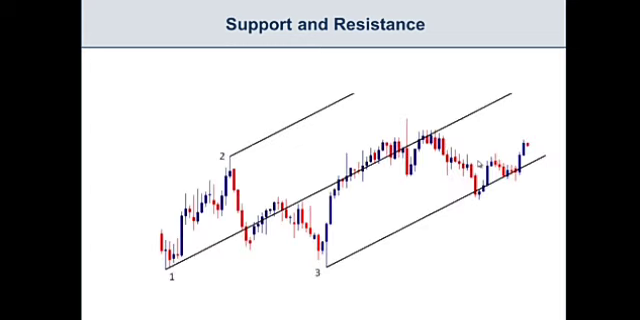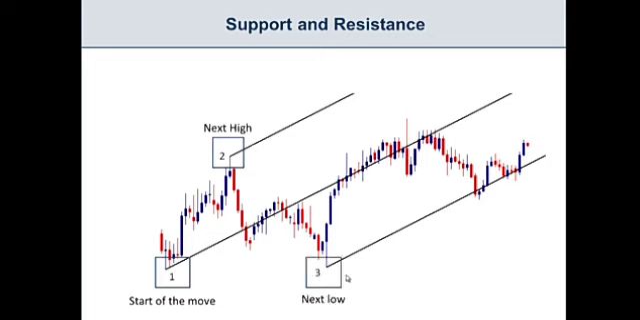Now, here's the same example as before. As you can see, we chose this point as the start of the move because we were actually in a small down move, and here we started to trade up. Now, we chose this high as point 2 because this is the high of the move before the correction, and this is the low of the move before we started to move up again. And here we have the confirmation.